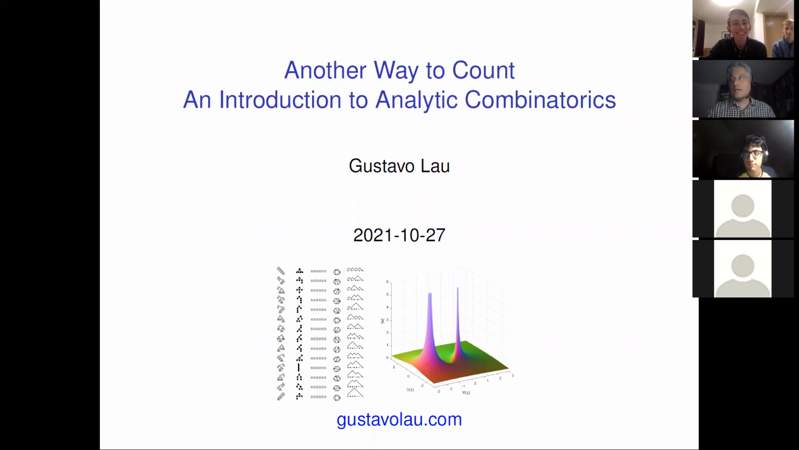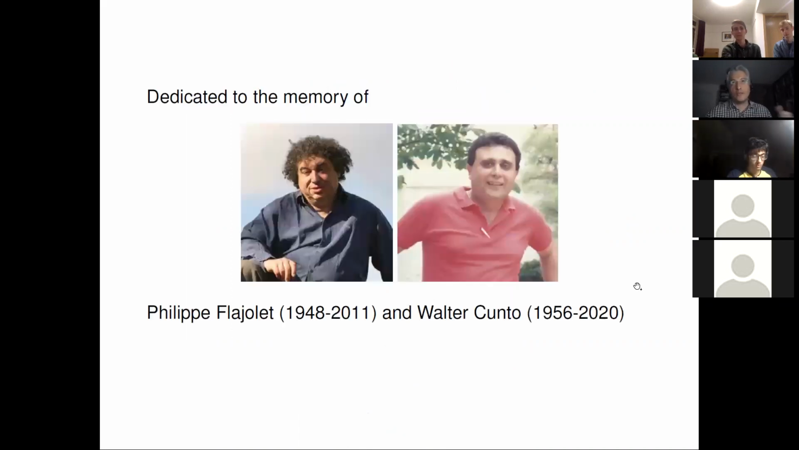Okay. Good evening. It's a pleasure for me to give you this talk, an introduction to analytic combinatorics. I would like to start very briefly by dedicating this talk to Philippe Flajolet and Walter Kuhner. The short story is that when I did my master's in computer science in the 80s in Venezuela, Walter was my advisor.